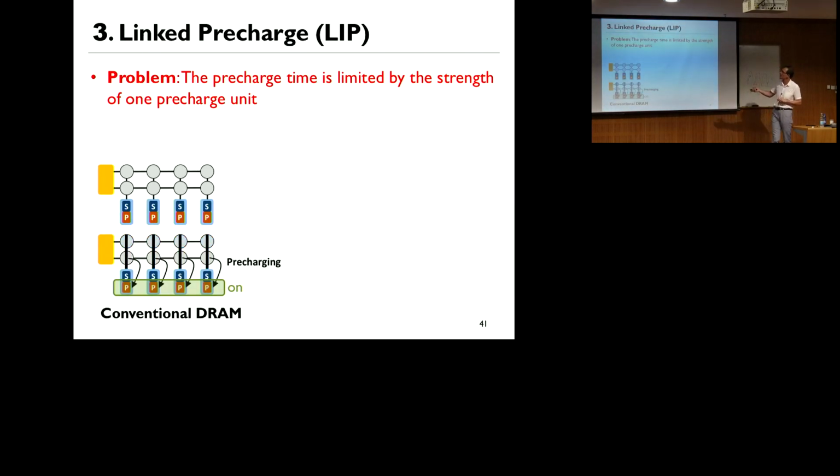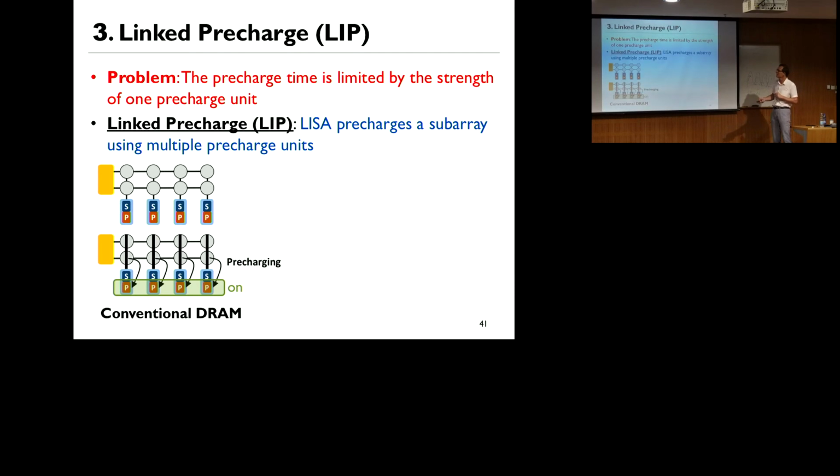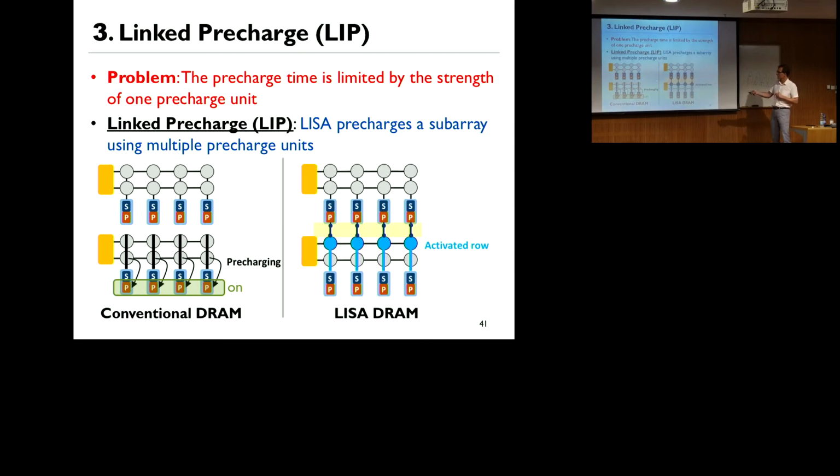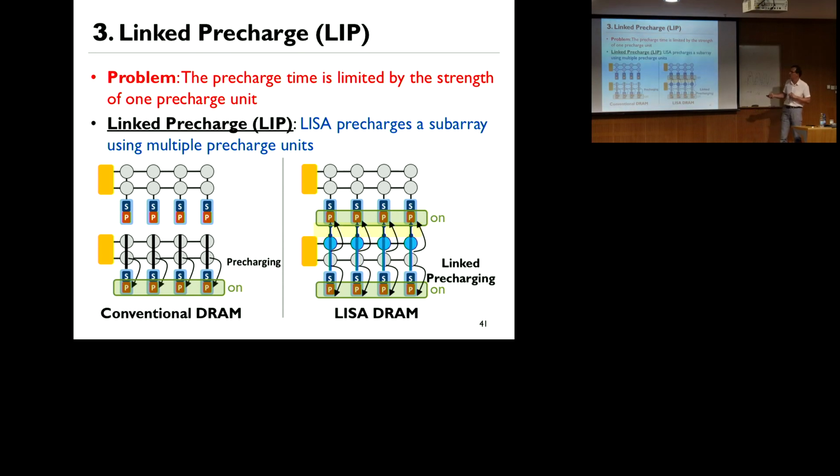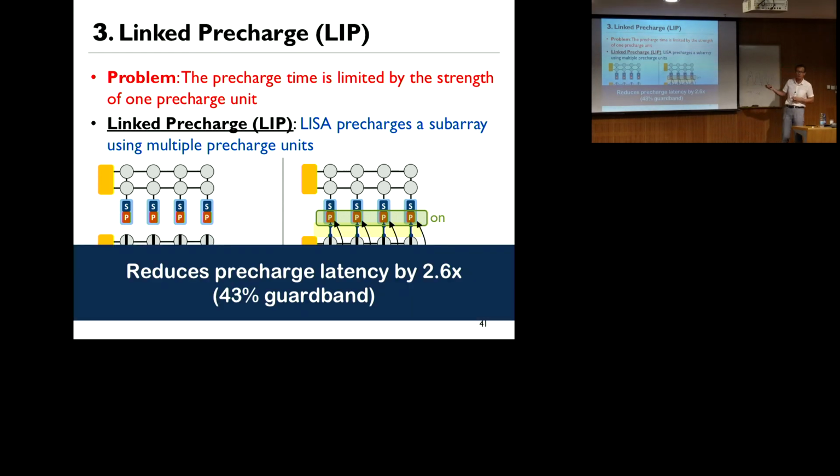And the last one is linked precharge. The precharge time is limited by the strength of a single precharge unit. In conventional DRAM, you have a single precharge unit for a given subarray. But if you interconnect the subarrays, you can use the precharge unit of both subarrays to precharge a single subarray. That's the idea. You drive on both sides. And as a result, precharge latency reduces by 2.6x, even with 43% guard band.